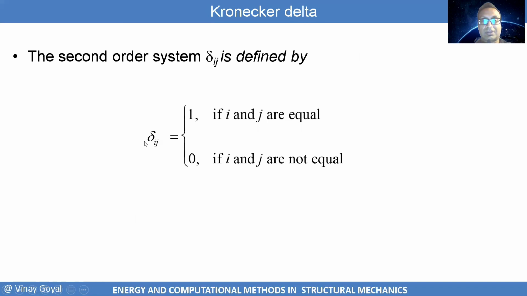Kronecker delta ij is 1 if i and j are equal, 0 if i and j are not equal. And notice how i and j are free indices. And so in this case, since i and j are free indices, this will be a 3 by 3 and a second order system.